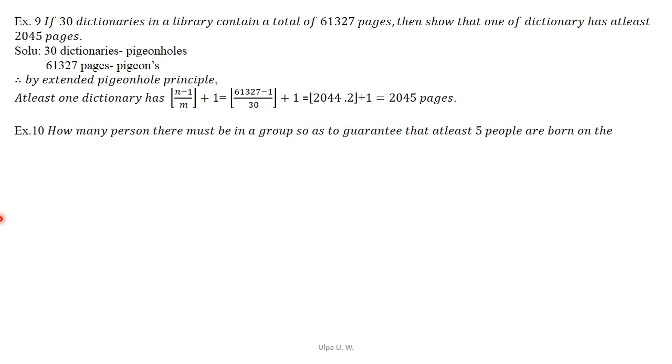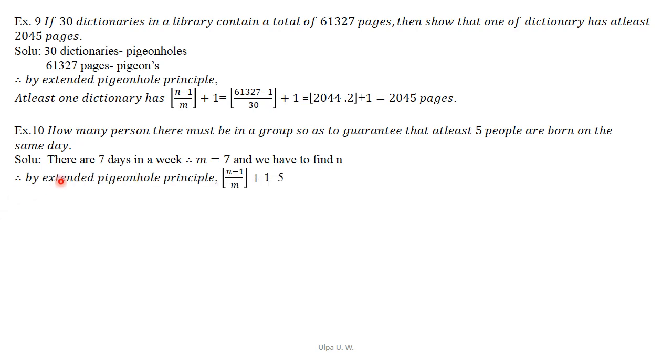Next example: how many persons must be there in a group so as to guarantee that at least 5 people are born on the same day? Now, there are 7 days in a week. I'll take those 7 days as the pigeonholes, and I have to find the n value, that is, how many people are required so that on a day there are at least 5 people who are born on the same day.